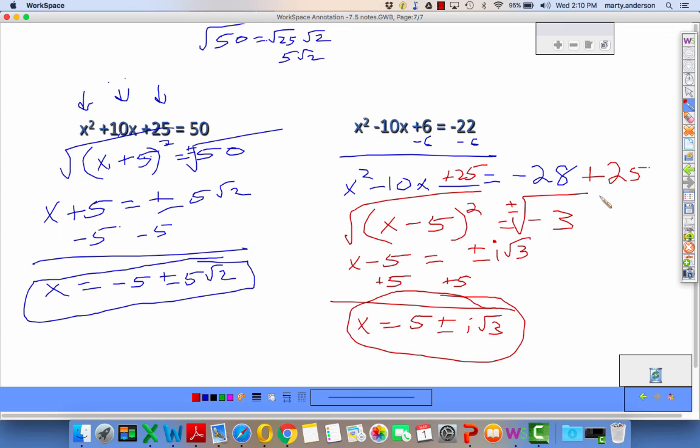Okay, that's it. You're going to have problems like this one over here, which they're going to ask you to use the square root property to solve, where it's already set up in a nice perfect trinomial square. One step, solve. This one, you got to complete the square to solve.